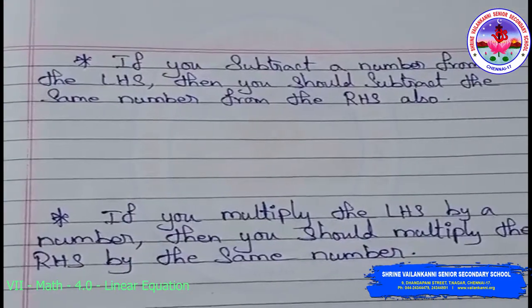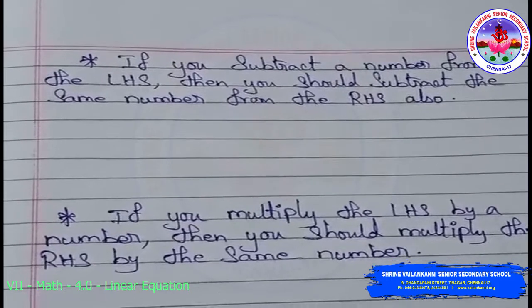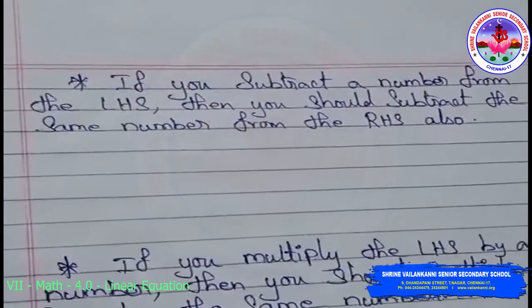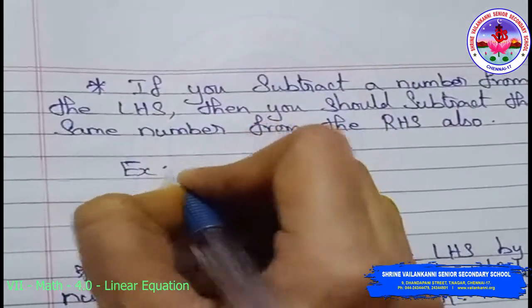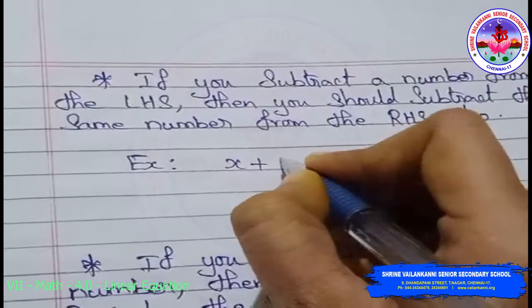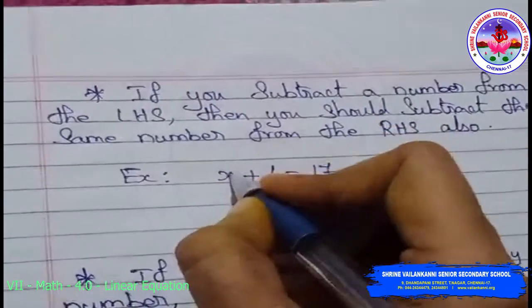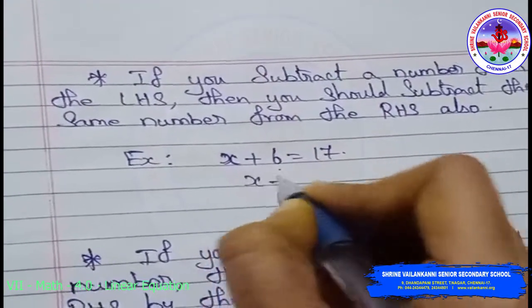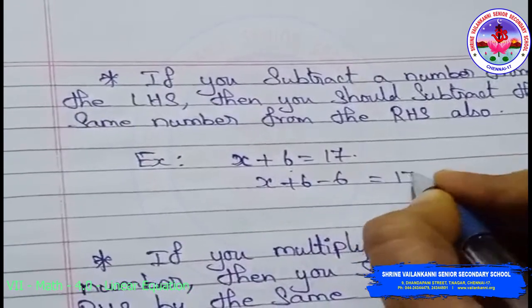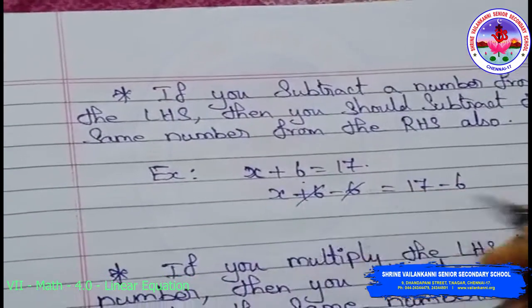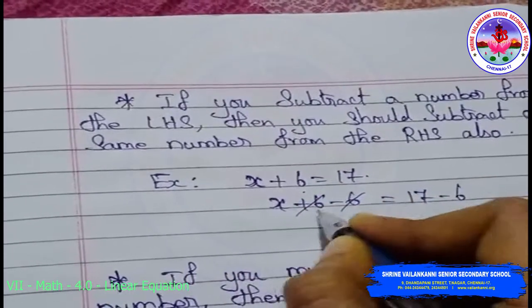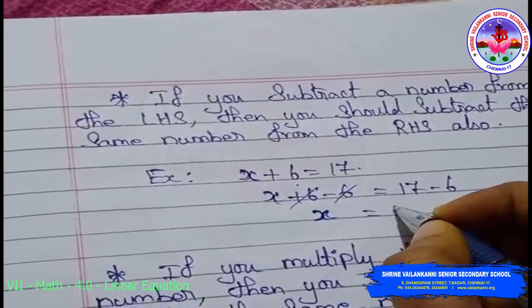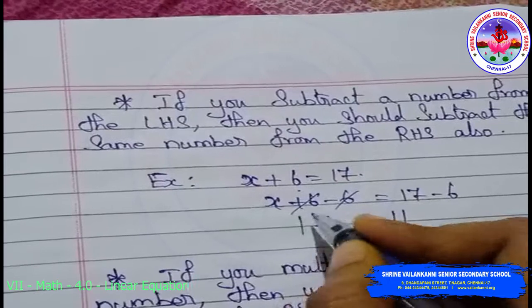The next point is, if you subtract a number from the LHS, then you should subtract the same number from the RHS also. Example, x plus 6 is equal to 17. Now you can subtract 6 on both sides. x plus 6 minus 6 is equal to 17 minus 6. 6 cancels, here 0, x plus 0. So x is equal to 17 minus 6, which is 11. x is equal to 11.